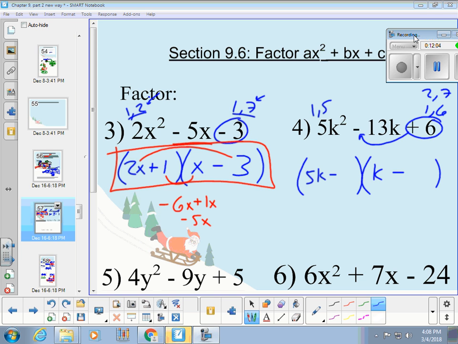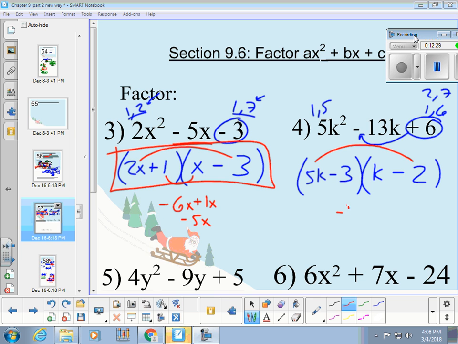And now, which combination is going to get me to -13? If you want to pause and try them each before I go through them, that's probably a good idea for this note sheet. So you pause and see if you can find them first, and then take a look at my answer. I have a good feeling that 5k minus 3 and k minus 2 is going to be the combination that works. Let's double check it though. This is what you need to do as well.